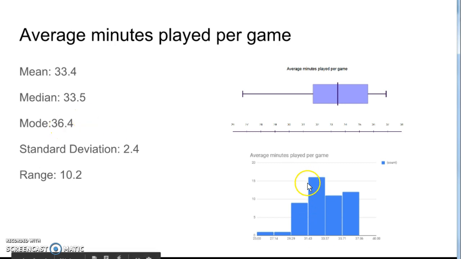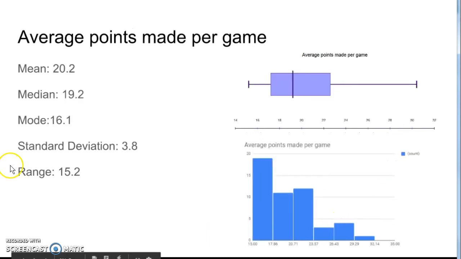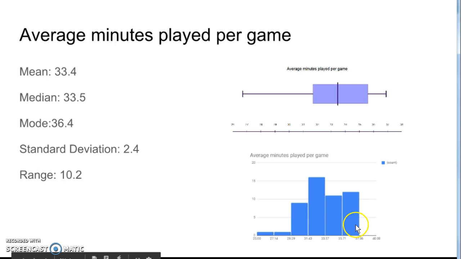But here you can see on the histogram that even though the mode might be 36.4 and you expect this to be way higher, it seems that more players had minutes within the range of these two values.